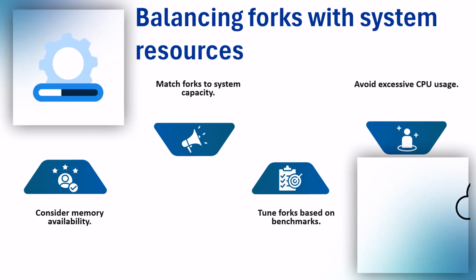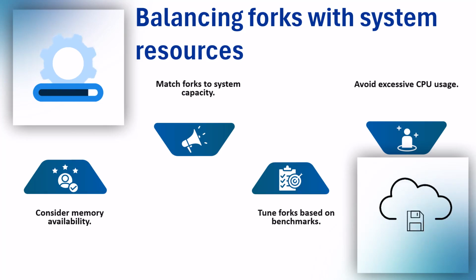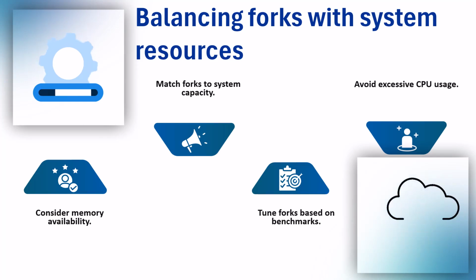Ansible forks need a perfect balance, like seasoning food. Too much overwhelms the system. Too little slows things down. Benchmark tests can guide you in setting the right forks value for smooth execution.